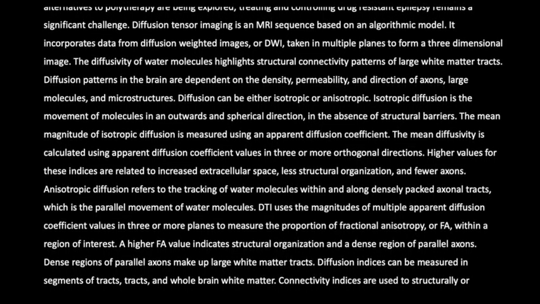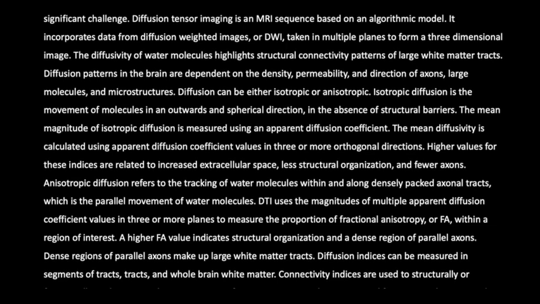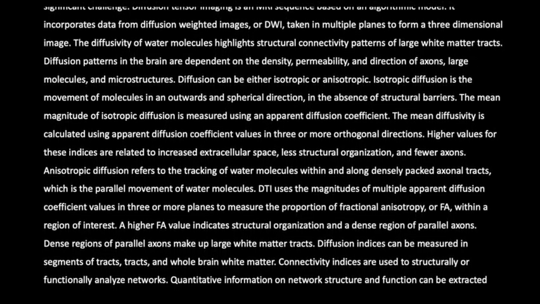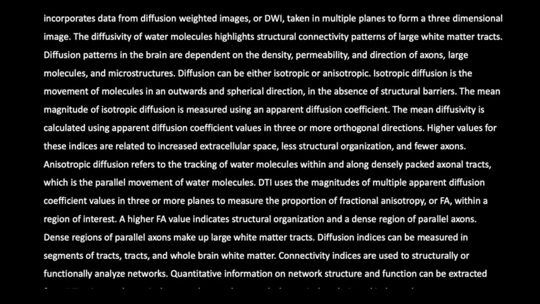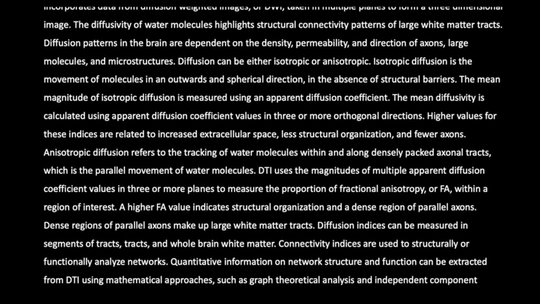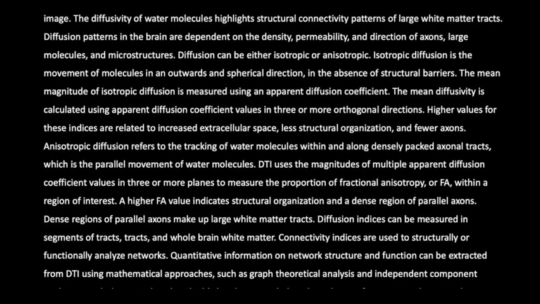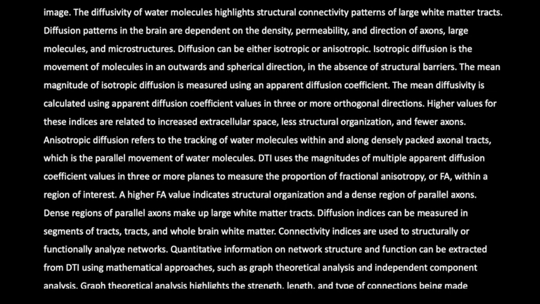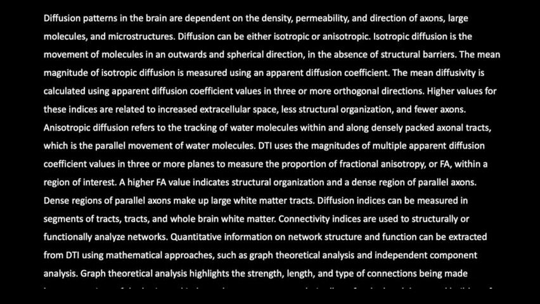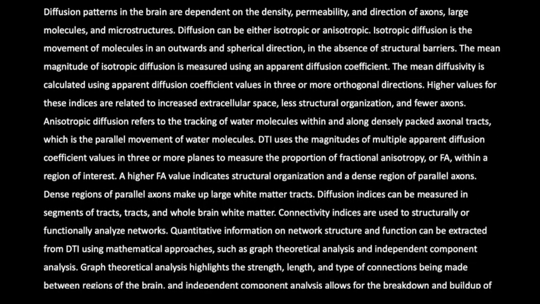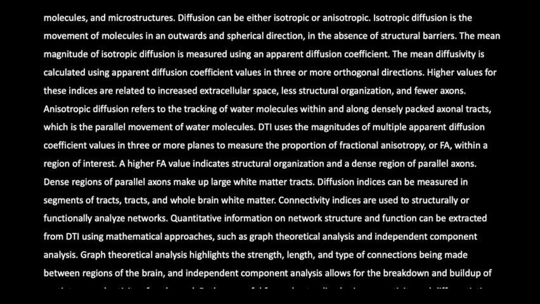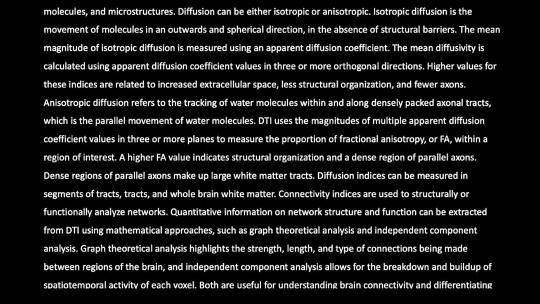Diffusion can be either isotropic or anisotropic. Isotropic diffusion is the movement of molecules in an outwards and spherical direction, in the absence of structural barriers. The mean magnitude of isotropic diffusion is measured using an apparent diffusion coefficient. The mean diffusivity is calculated using apparent diffusion coefficient values in 3 or more orthogonal directions. Higher values for these indices are related to increased extracellular space, less structural organization, and fewer axons.